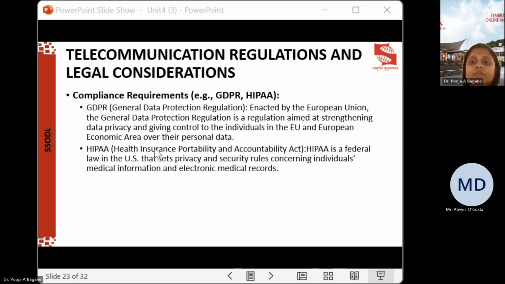Then the next is HIPAA, the Health Insurance Portability and Accountability Act. HIPAA is a federal law in the US that sets privacy and security rules concerning an individual's medical information and electronic medical records. This law applies to healthcare providers, community health plans, clearinghouses, and other enterprises that manage health information, also known as PHI or electronic PHI.